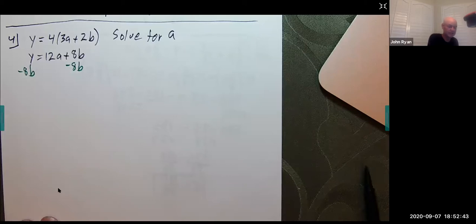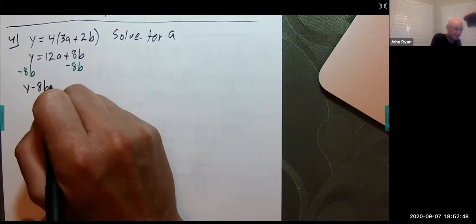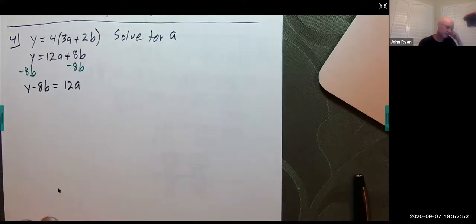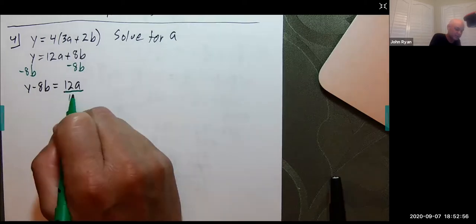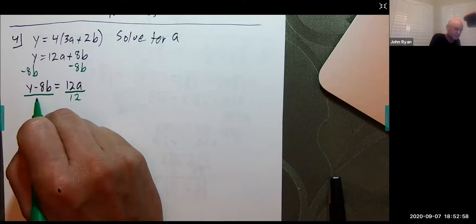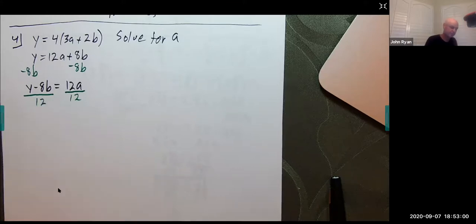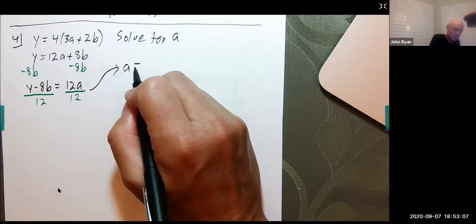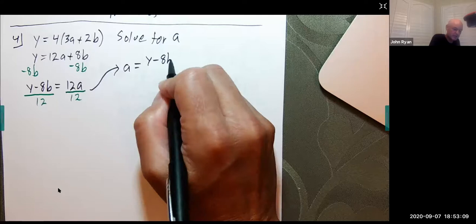Please note y and b are different variables, so they can't combine. Next up, I'm going to divide by 12. That's going to give us that a is equal to y minus 8b over 12.